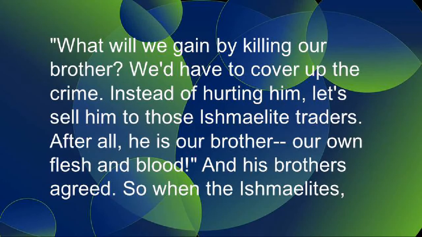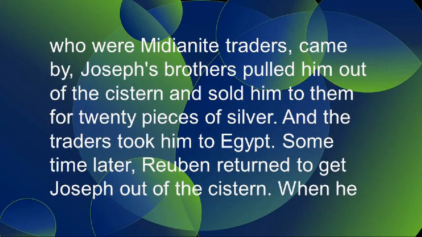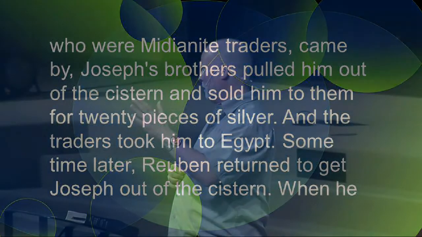And his brothers agreed. So when the Ishmaelites, who were Midianite traders, came by, Midianite just tells us where they were actually from. Ishmaelite means they were descendants of Ishmael. The Arabs come from who? Esau and Ishmael. So they were Ishmaelites and Edomites, those who came from Esau, his descendants, they kind of mixed together. Arab actually means mixed. But the Midianites tells us the area they were from.